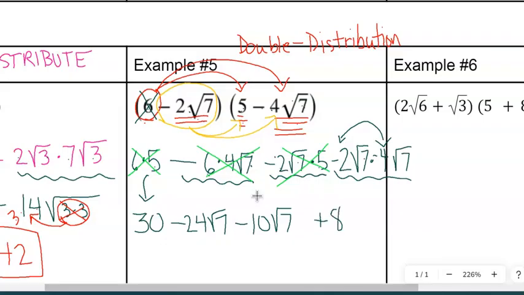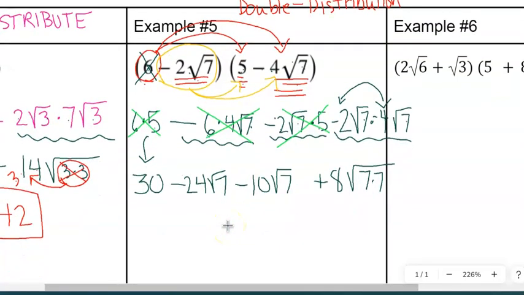And then I've got root 7 times root 7. Now, some of you might know what this is, but I'm just going to rewrite it. So I've got those 2 roots together. So the last term, I have 2 numbers that are the same, so we can actually simplify that by bringing out that double. So 8 times that 7 that we're going to bring out is going to give us plus 56.